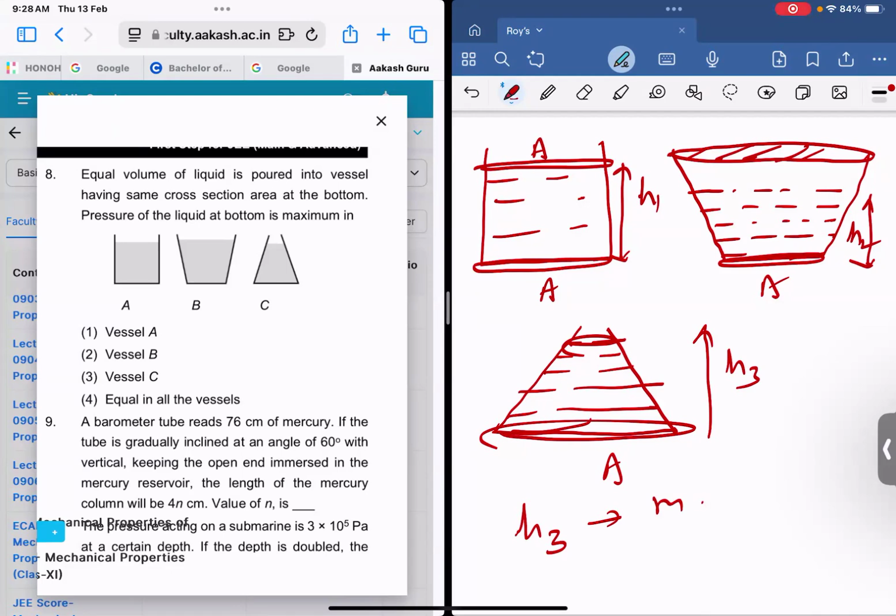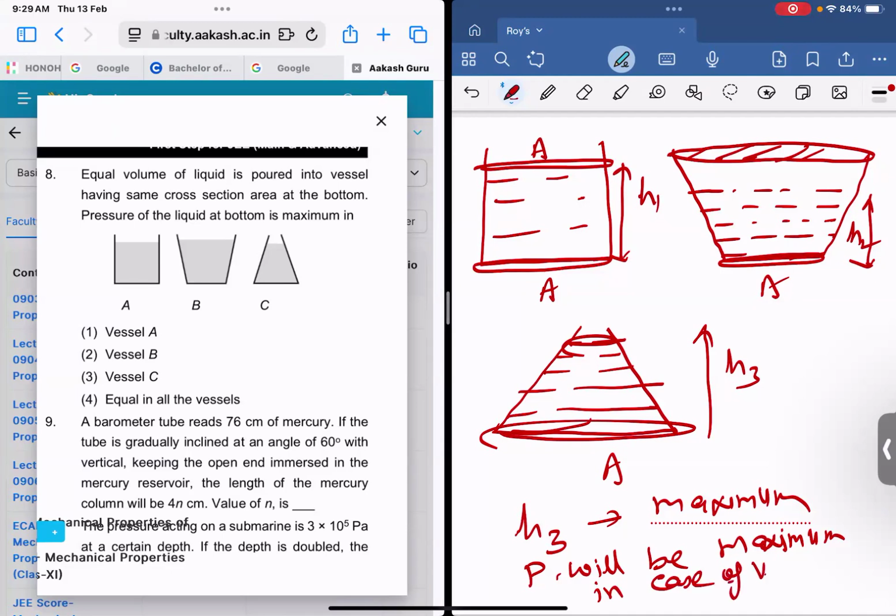यानी H3 जो है वो मैक्सिमम हाइट बताएगा, जो ये कंटेनर आपने छोटा लिया है C, सो H3 विल बी मैक्सिमम। एंड इसलिए हाइट पे डिपेंड करता है प्रेशर, इसीलिए प्रेशर विल बी ऑल्सो मैक्सिमम, pressure will be maximum in case of C. Understood? Yes sir. Pressure will be maximum in case of vessel C.